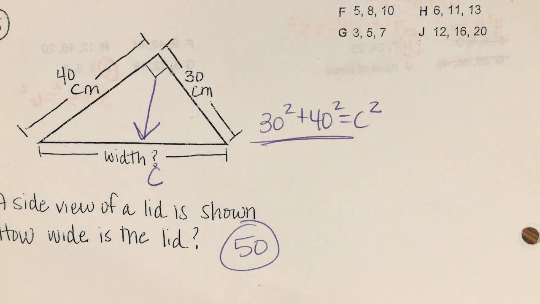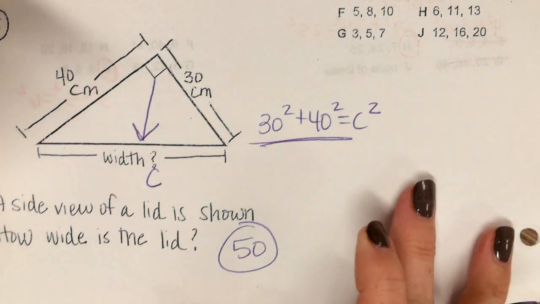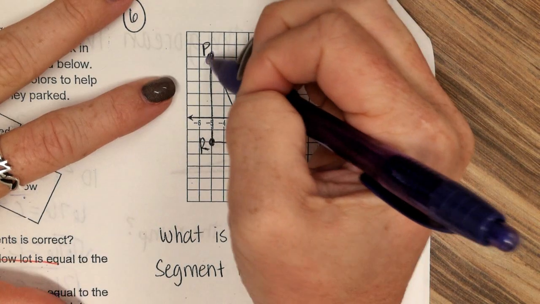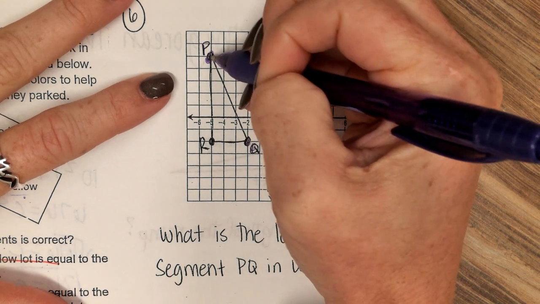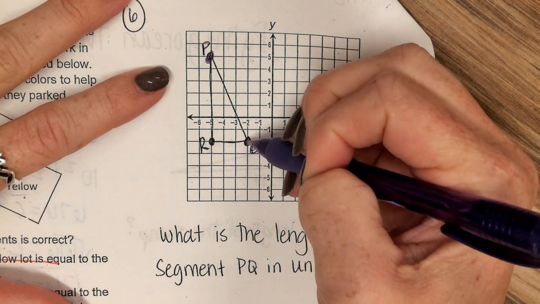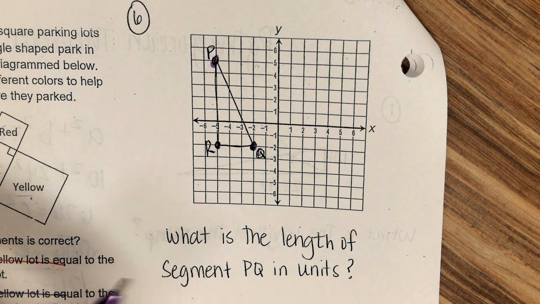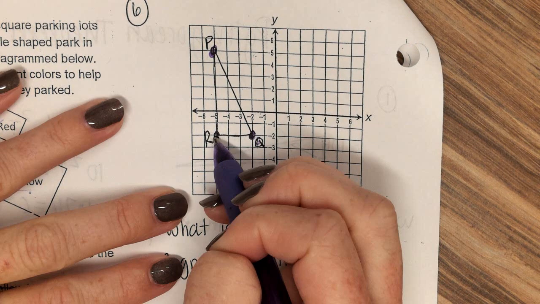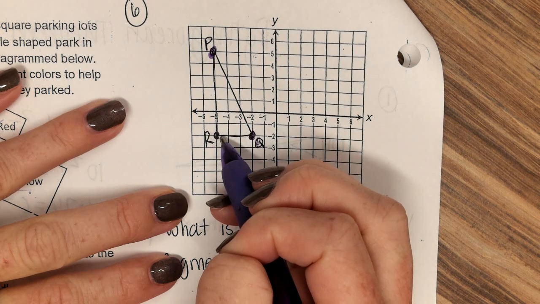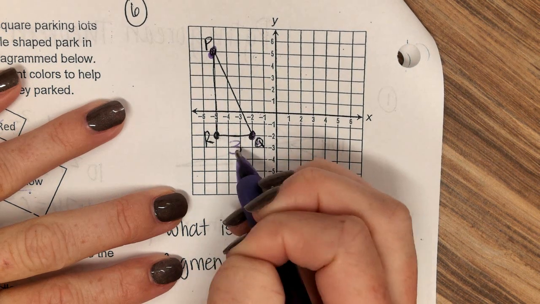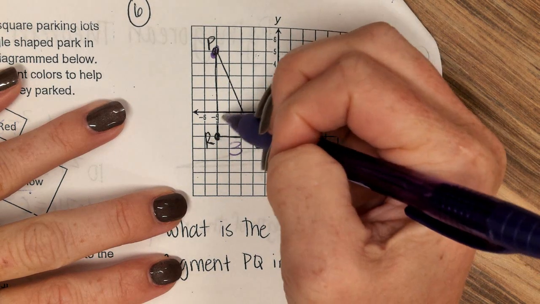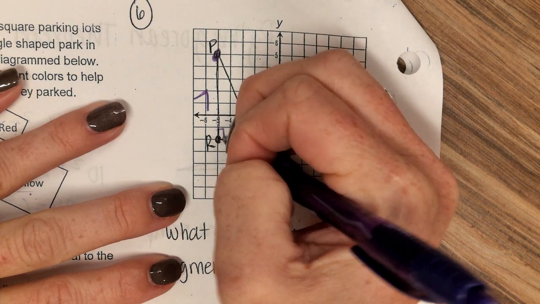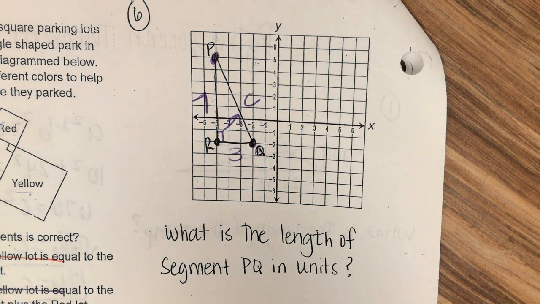Number 6. What is the length of PQ? So from here to here, what's the length? Can you count that? Why not? It's a diagonal, isn't it? You can't count it. But can I count this length? What is this length right here? How many units? 3. Can I count this length? So 1, 2, 3, 4, 5, 6, 7. Can I now solve for this because it is side C?